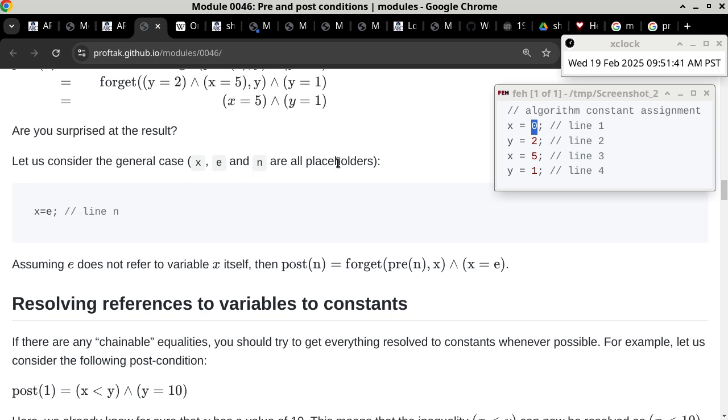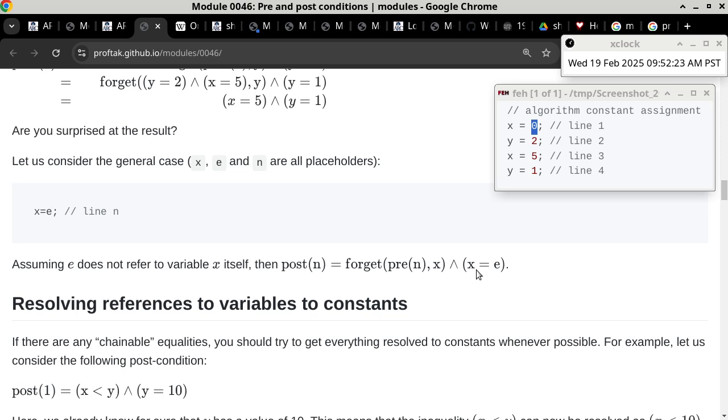X, E, and N are all placeholders, which means X is just a placeholder for a variable, E is a placeholder for an expression that does not mention the variable on the left-hand side of the equal sign, and N is just a line number. So in this case, the post N is forget pre-N X and X equals E. In other words, we are about to change variable X in an irreversible way, and I'll talk about what irreversible means. As a result, whatever we knew about X before line N, we have to forget. But on top of that, we can now say that from here on, X has the value of E.